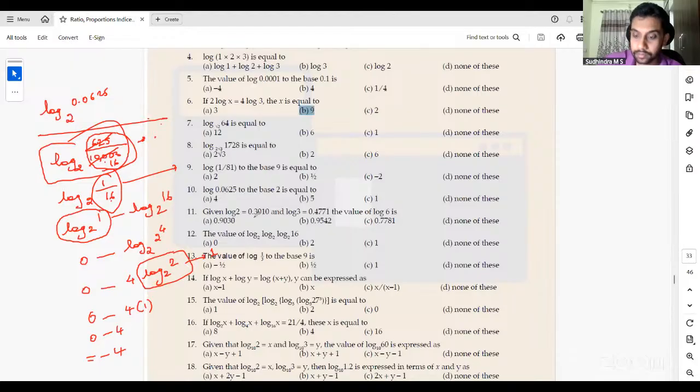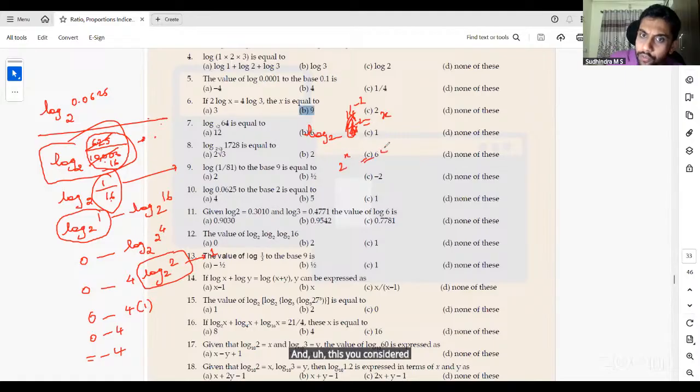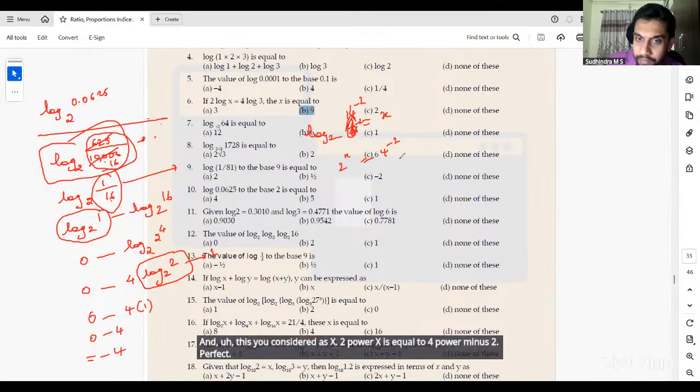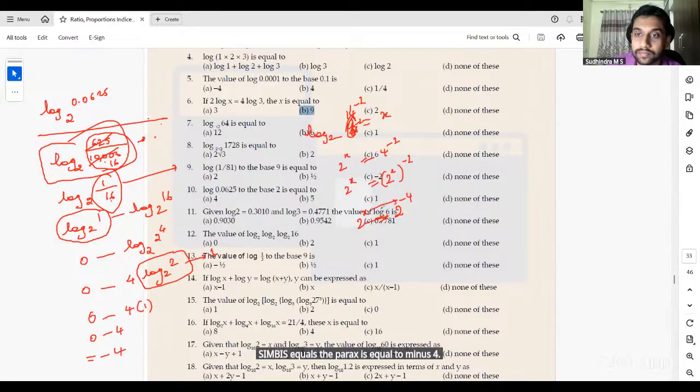Sir, my equation is 2 power x is equals to 4 power -2. Oh, okay. I understood. So you got this. You wrote this as 4 power -2, and this you considered as x. 2 power x is equal to 4 power -2. Perfect. You'll get the answer here. So 2 power x will be, 4 is what? 2 square to the power -2. Yes, sir. 2 power x is 2 to the power 4 into -2 is -4. Same base, equate the power, x is equal to -4. Okay, sir.